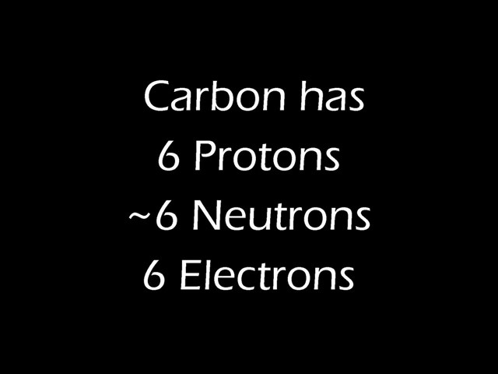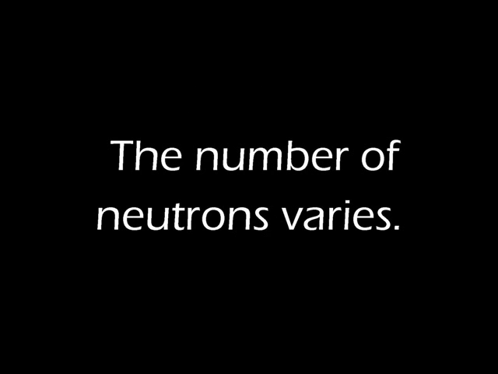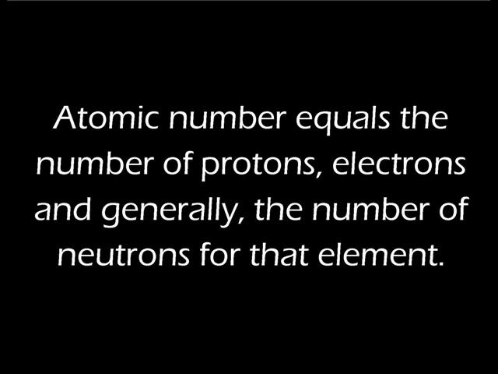We only say generally because sometimes the number of neutrons can vary up and down a little bit. However, all in all, we can say that the atomic number, most of the time, is equal to the number of protons or electrons or neutrons for that atom.